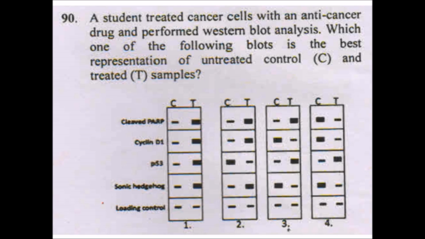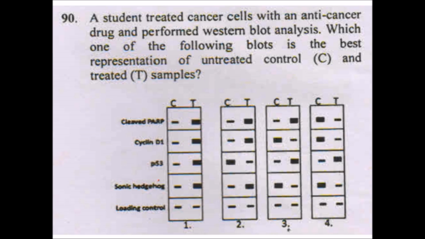The last question of this video is: a student treated cancer cells with anti-cancer drugs and performed Western blot analysis. Which one of the following blots is the best representation of the control and treated samples? This band shows the control and this band shows the treatment. If it is a cancerous cell, then the growth factor should be high, which is cyclin D1, which regulates the cell cycle, and another is Hedgehog. It is basically responsible for digit formation in the limbs, finger or toe formation in the case of humans.